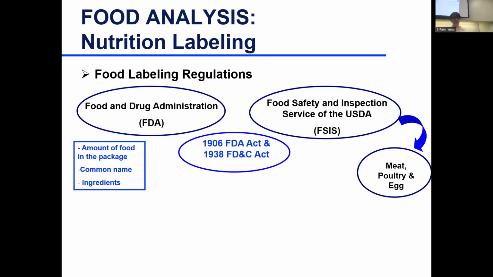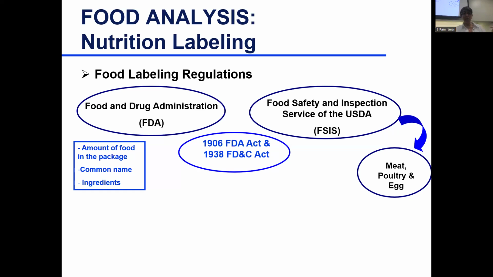So the first labeling act came in 1906 and then another one in 1938. At the time, the labeling was only the amount of food in the package. That's all you get. The common name, whatever it is, cheese, milk, whatever it is. And the list of ingredients. So these acts said this is what should be on the label.